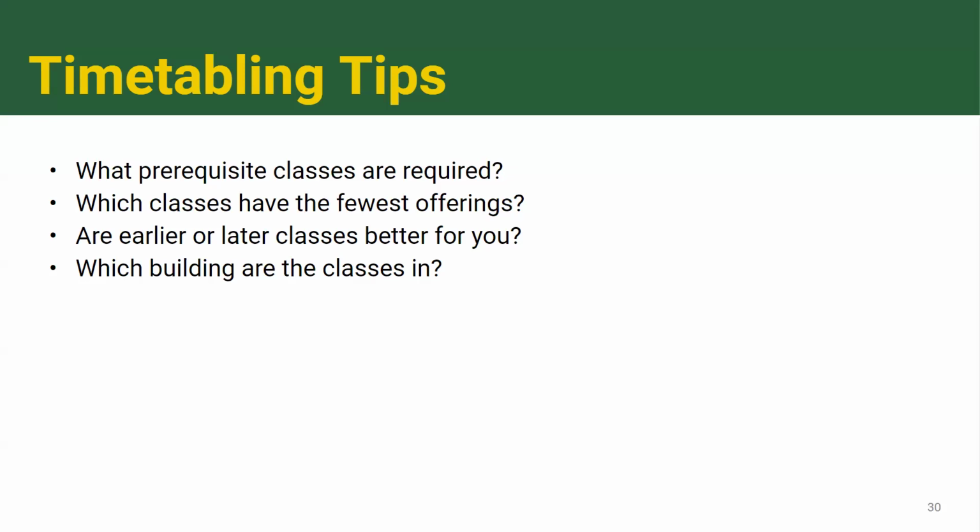Which classes have the fewest offerings? If you are really interested in a class, but it's only offered at one time in one semester, I would prioritize that class and build your schedule around it. I wouldn't bank on being able to take it in another year because sometimes courses aren't offered every single year. Most of your first year classes will be, so I wouldn't really worry about this too much in your first year, but especially as you go on into your third and fourth year, many of the classes become less abundant in terms of the amount of times they're offered throughout a year.